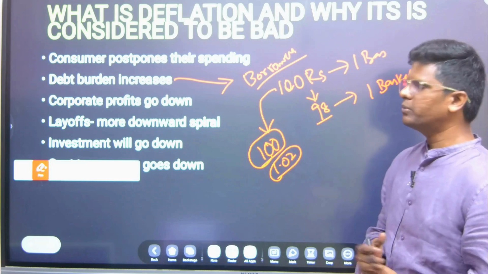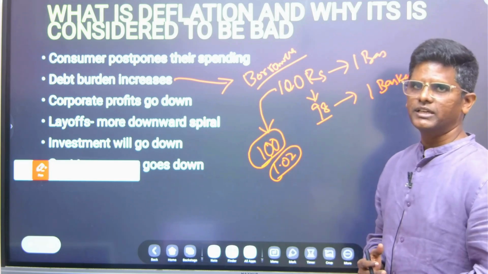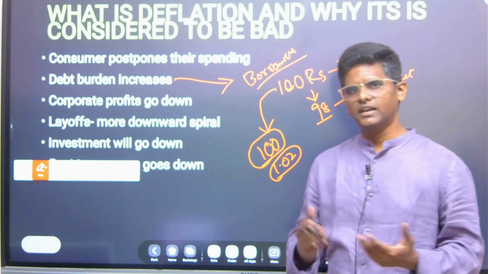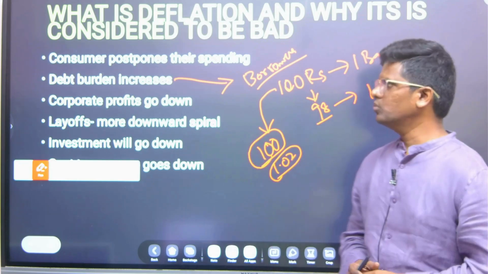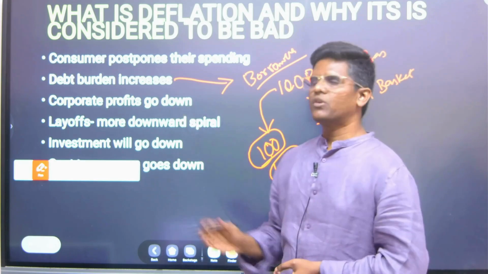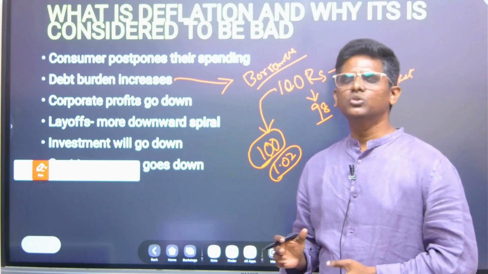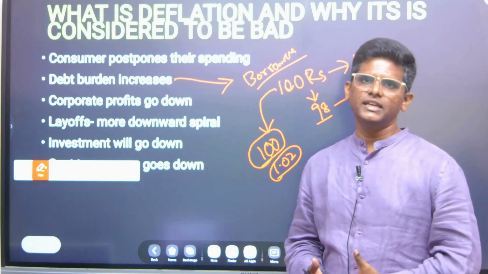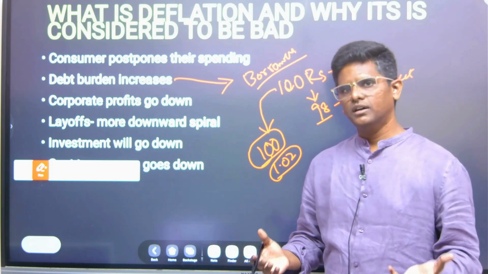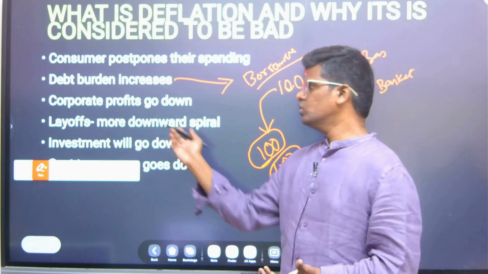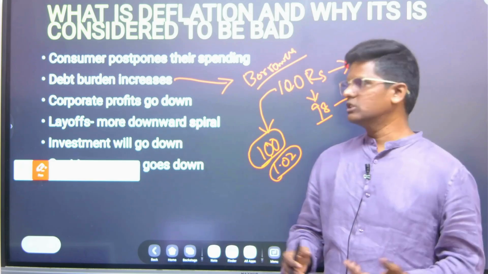And corporate profits also go down because they are not making a lot of business. Their revenue will go down, and so automatically their profits also will go down. So once the profits go down, they lay off the employees, and because of the layoffs, people don't have employment and salary to buy things. So it leads to low demand. Again, it will lead to more downward spiral.